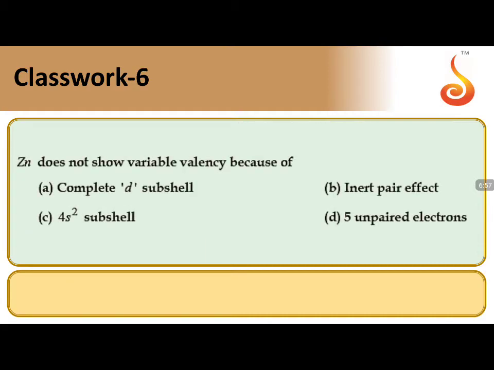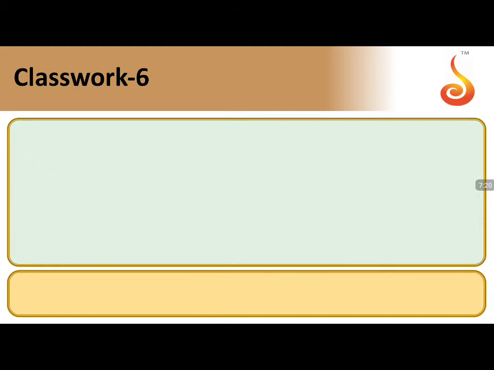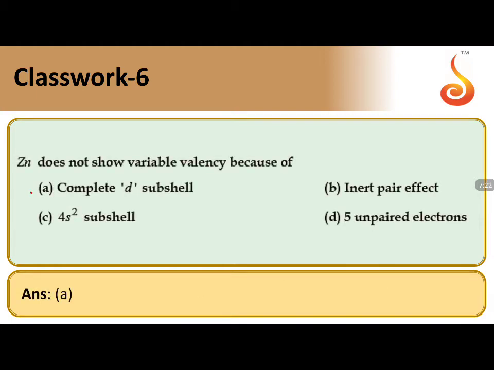Coming to the sixth question, zinc does not show variable valency because of. Why zinc does not show variable valency? Because it has complete filled d subshell. Zinc is not a transition element. Because of 3d10 configuration, completely filled d configuration, the answer will be complete d subshell.